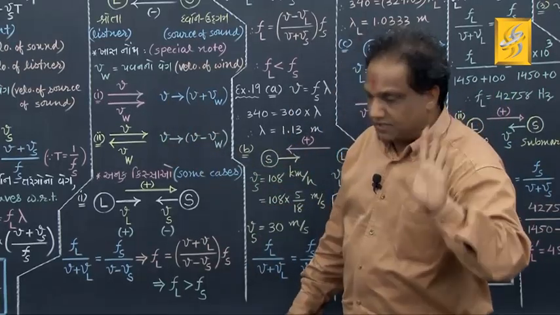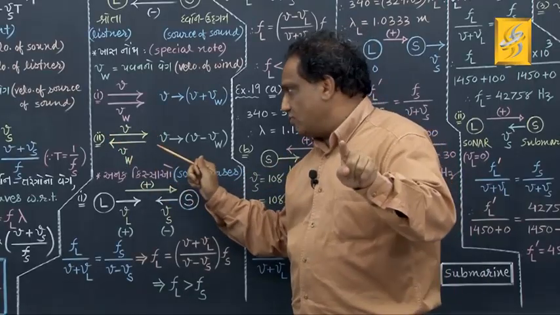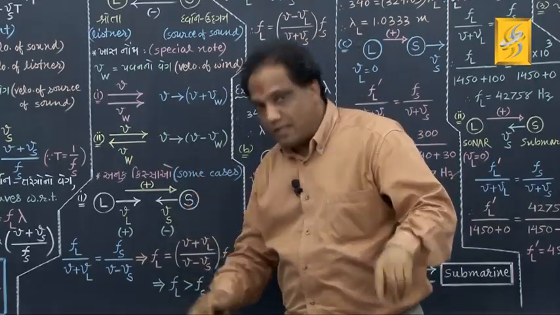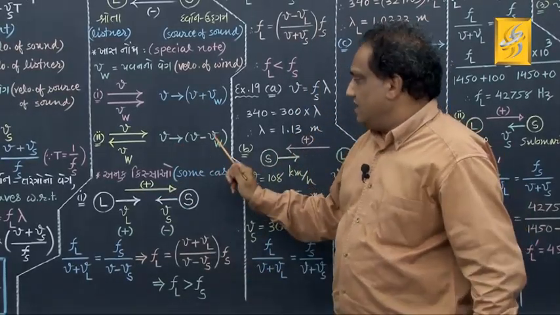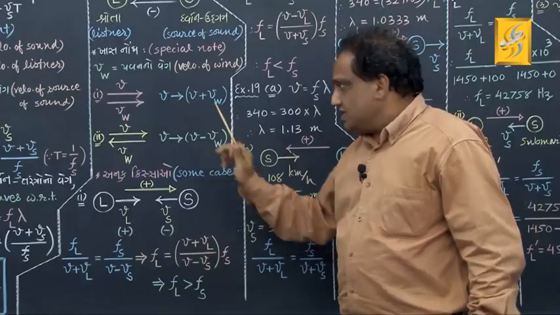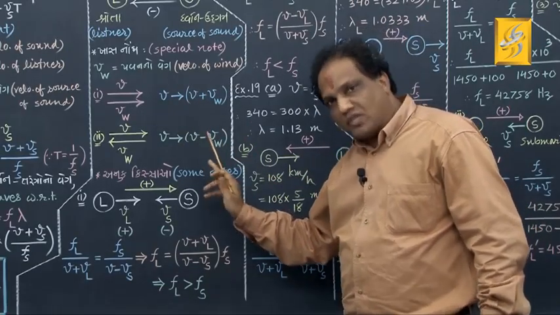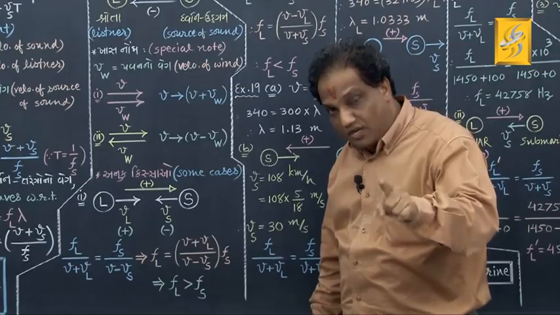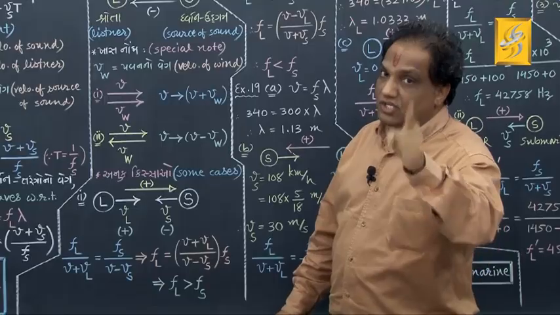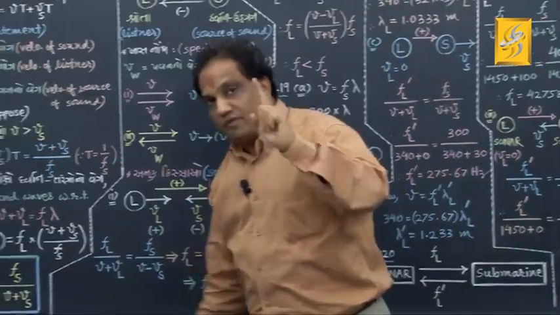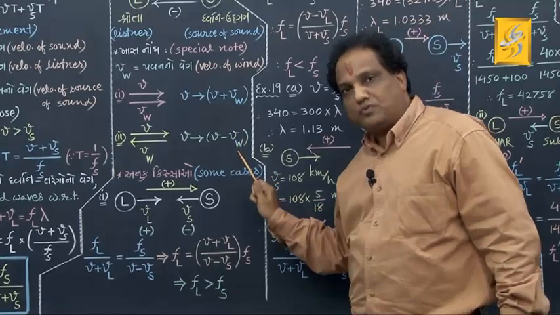Suppose the sound waves are propagating towards the right side, and suppose the wind is blowing towards the left side. Then because of opposite direction, you must take subtraction, V minus VW. Same direction, then addition; opposite direction, then subtraction. So if wind happens to blow in a direction opposite to propagation of sound waves, then instead of V in this formula, we must replace V by V minus VW.